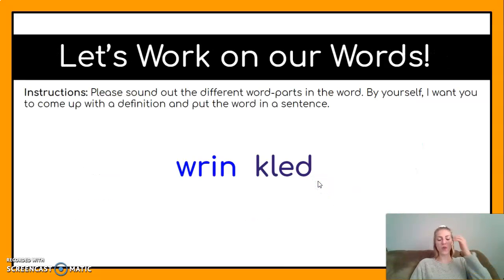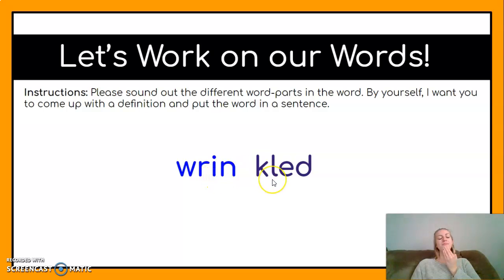Let's move on to our words. Now remember, we are going to sound out each word part. Then we're going to identify what the word is. And then I want you to use your brains and think, what does this word mean? And how can I use it in a sentence? Remember to share your sentences with your families at home. Okay, let's get started.